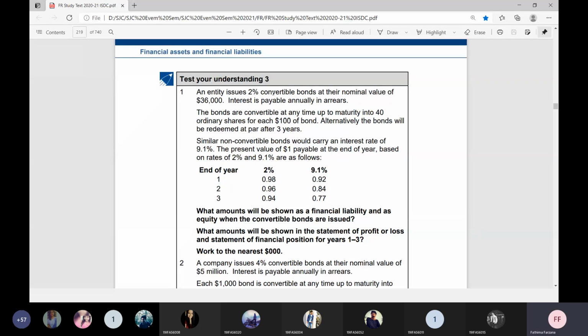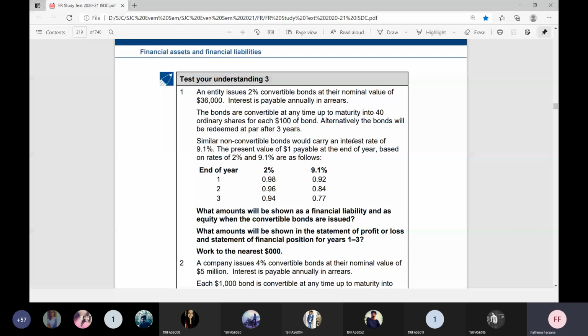The entity issues 2% convertible bonds. 2% is what? Coupon rate. Am I right? 2% convertible bonds at their nominal value of 36,000. Interest is payable annually in arrears. The bonds are convertible at any time up to maturity into 40 ordinary shares of $100 of a bond. Alternatively, the bonds can be redeemed at par at 3 years.